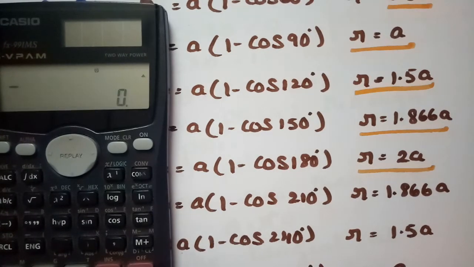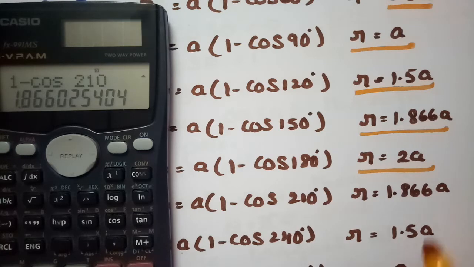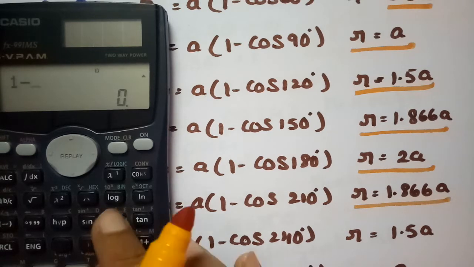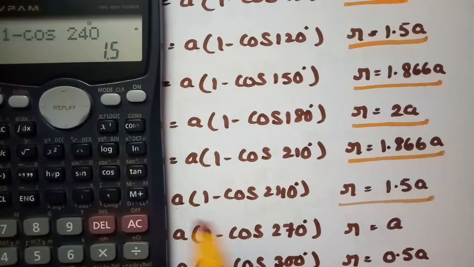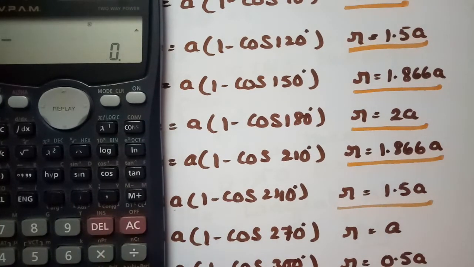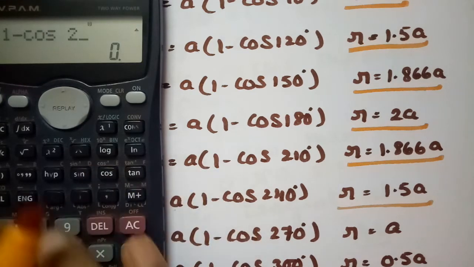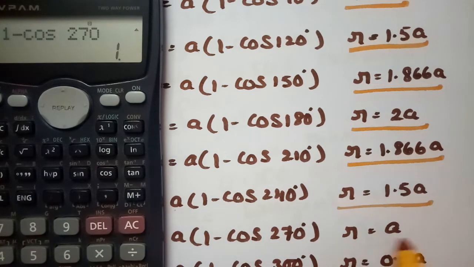And the next one here is 1 minus cos 210 degrees, that is 1.866 into A. And the next one is 1 minus cos 240 degrees, which is equal to 1.5 into A. So it is a multiple of A. Next one is 1 minus cos 270, so this is 1 into A.